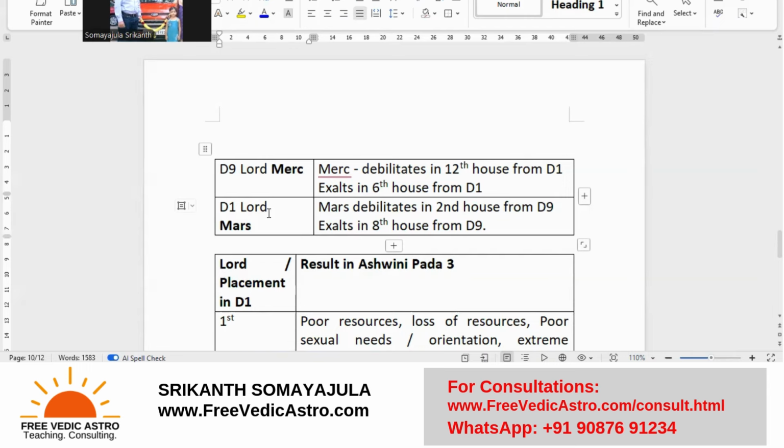It exalts in the 8th house, which is Capricorn, right? The 8th house is Capricorn from Gemini. Now the axis is 2 and 8. You have to find out what are all the things that can happen for 2 and 8. 2 is the accumulation of money. 8 is depletion of money. 8 is sudden events, right? 2 is the family, right?